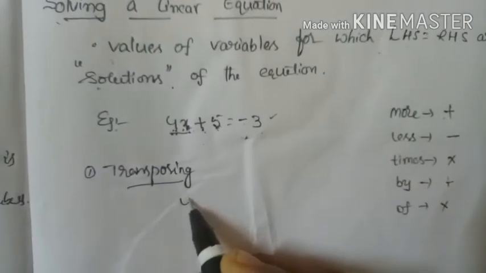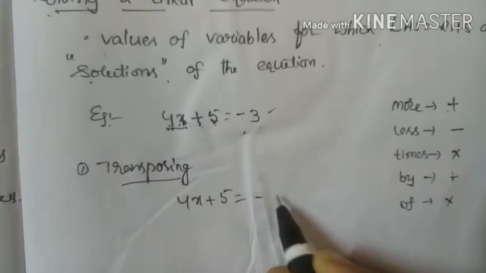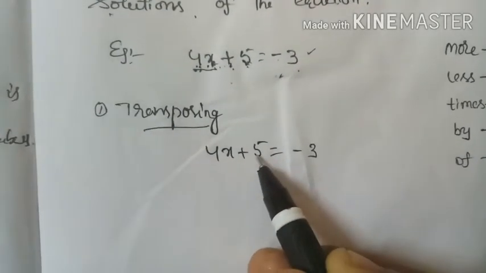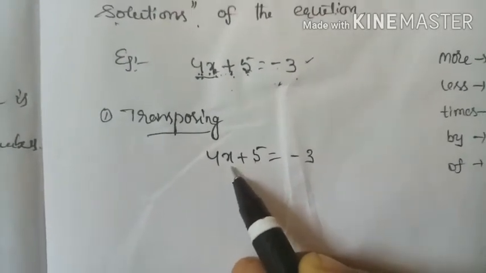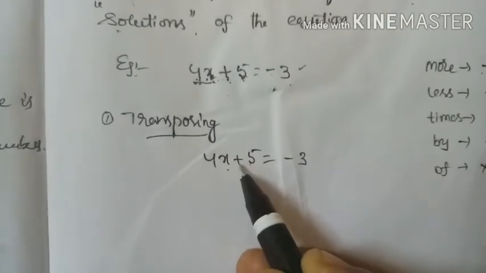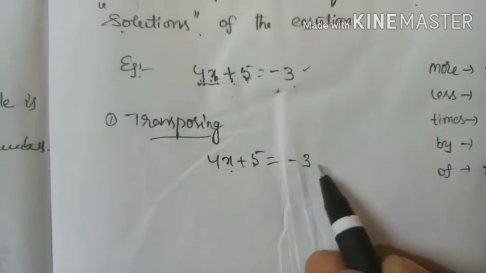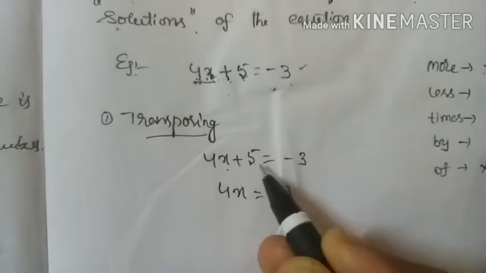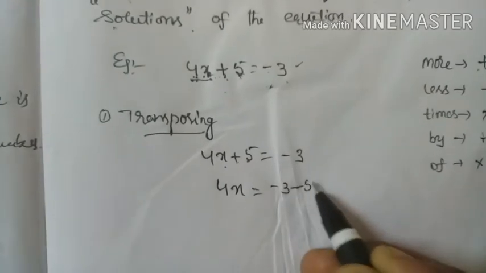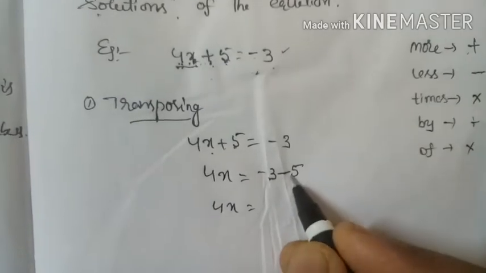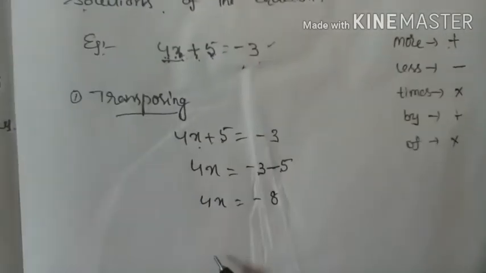So the given equation is 4x plus 5 is equal to minus 3. We want to find the variable value. So plus 5 is on the LHS. This side is the RHS. Now transposing plus 5 to the RHS, we will get 4x is equal to minus 3, and it becomes minus 5. Yes or no? Next, 4x is equal to minus 3 minus 5, that is minus 8.